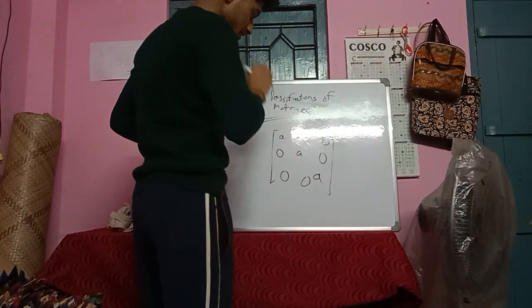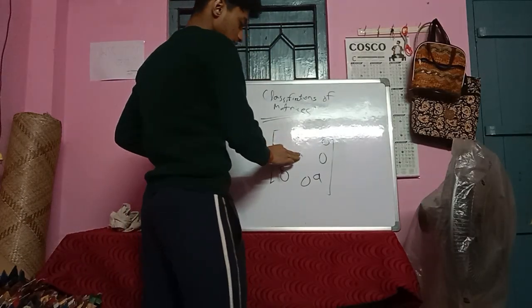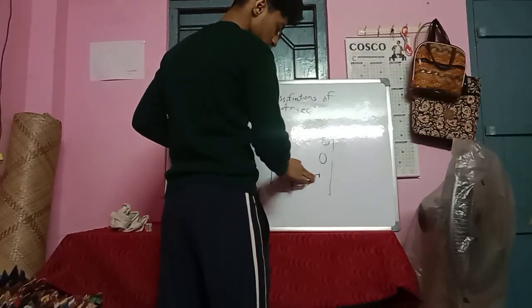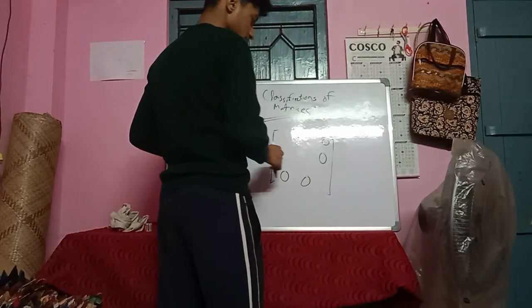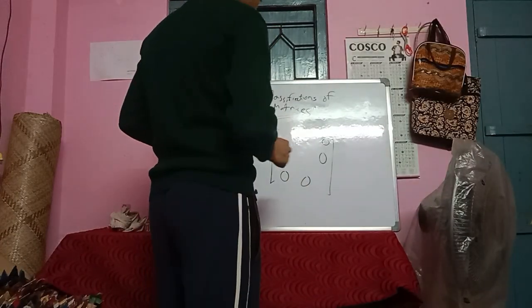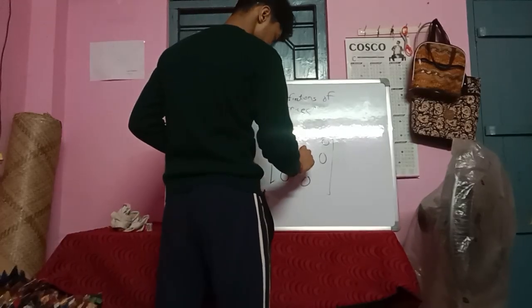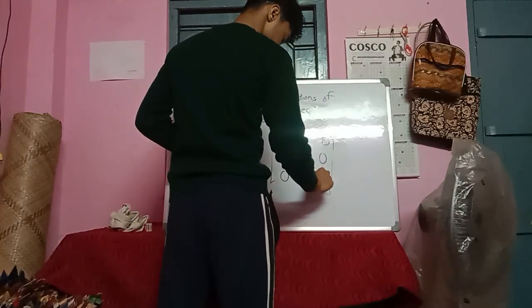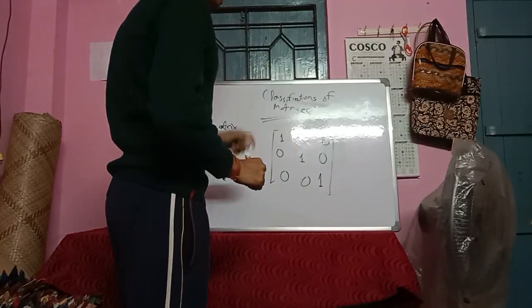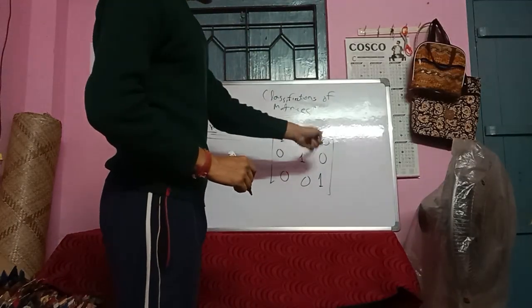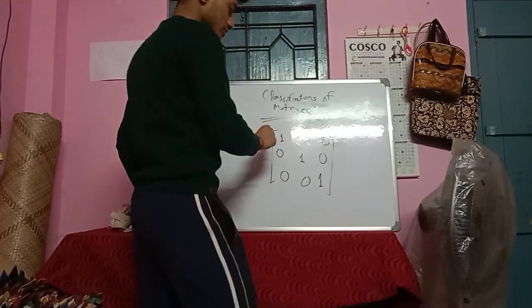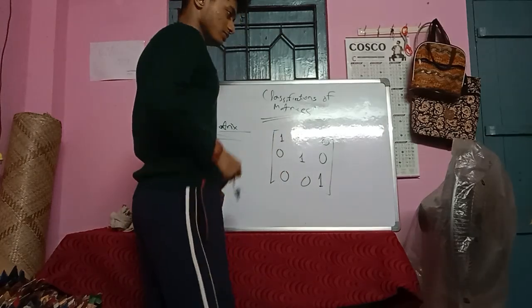Now, what is the identity matrix? A matrix in which every element of the primary diagonal is one. Everything else, every element outside of the primary diagonal, is zero.